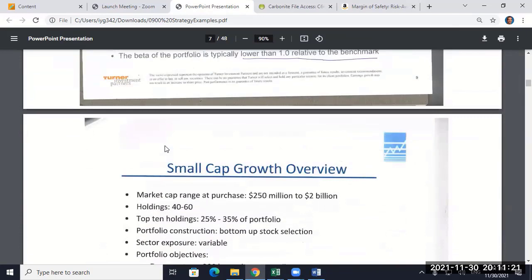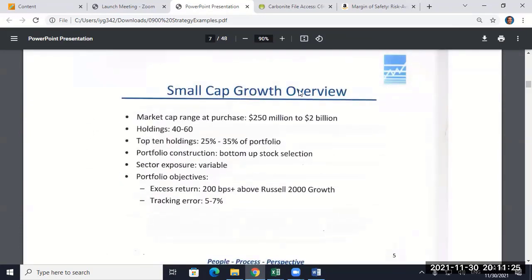All right, here's one. I don't know what company this is because all they have is their logo. Small cap growth. Here's their definition of market cap. This is pretty old. You'd have to go larger than that. 40 to 60 holdings. Top 10 holdings are pretty concentrated. They say they're bottom-up stock selection. What does that mean? They don't have a computer model. They're not looking at macro events.